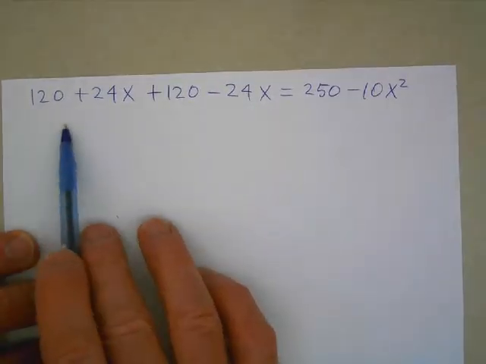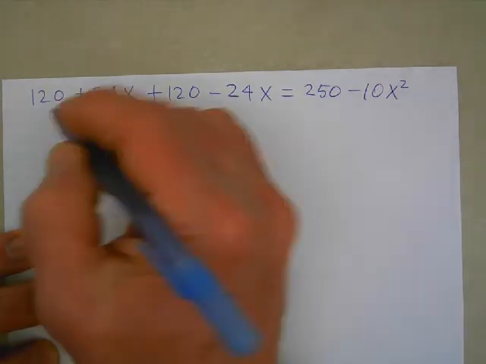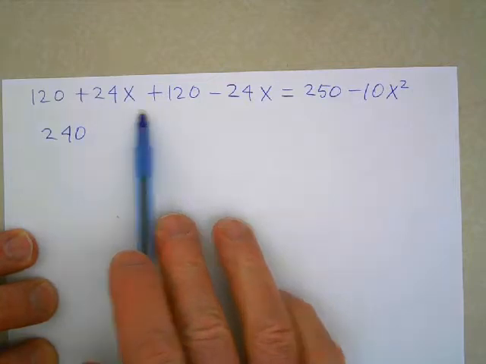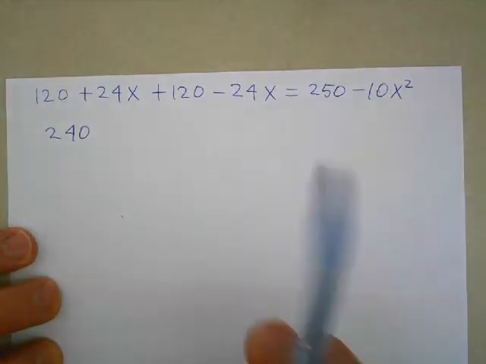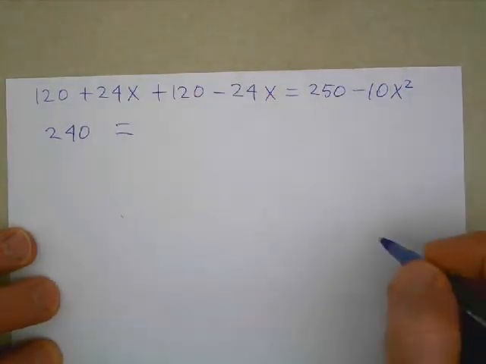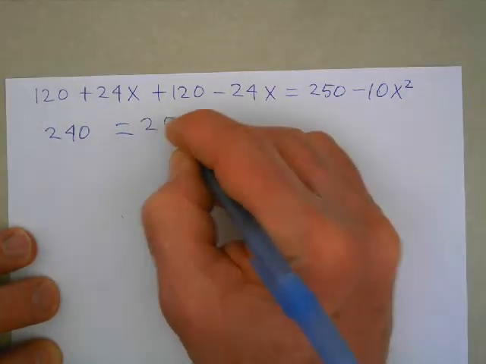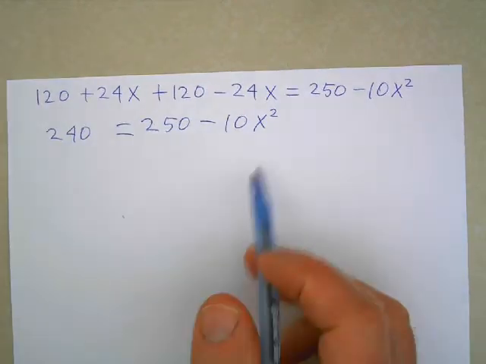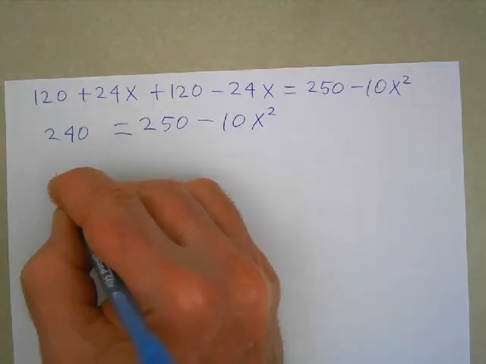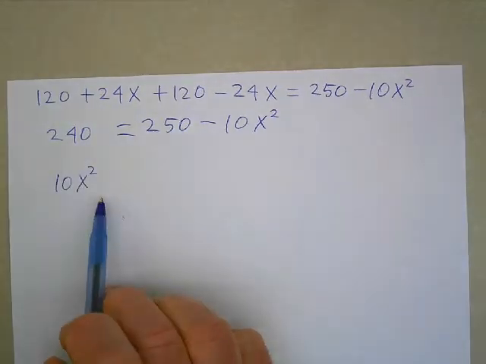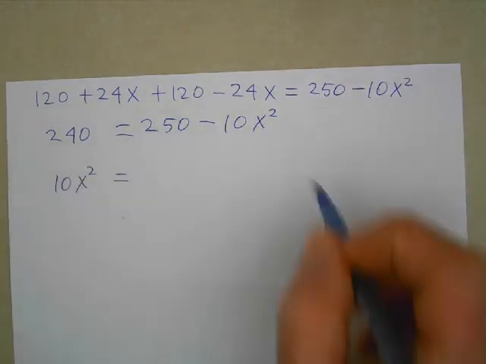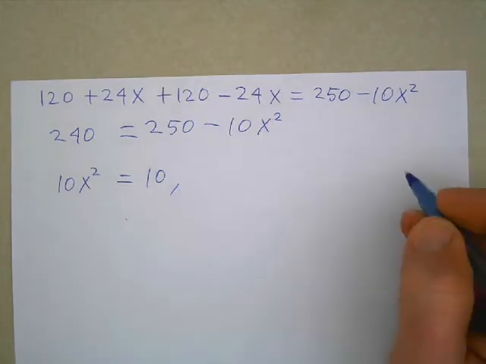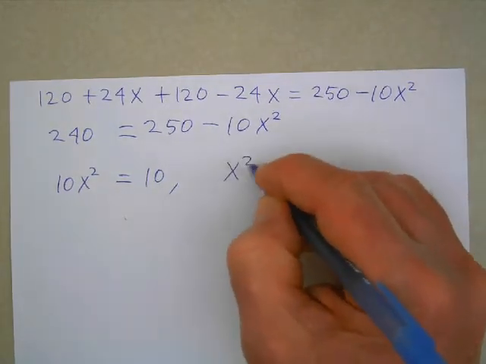On the left-hand side, we can add 120 to 120 to get 240. And then the plus 24x minus 24x, those combine to make 0. So we have 240 equals 250 minus 10x squared. So what I'm going to do, I'm just going to add 10x squared to both sides and subtract 240 from both sides. 250 minus 240 is 10. Then divide both sides by 10. I get x squared equals 1.